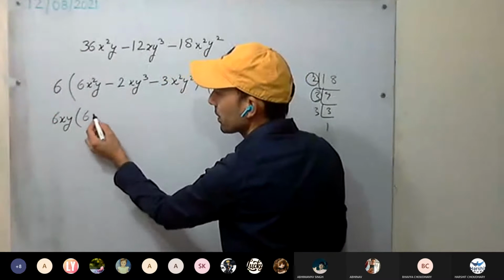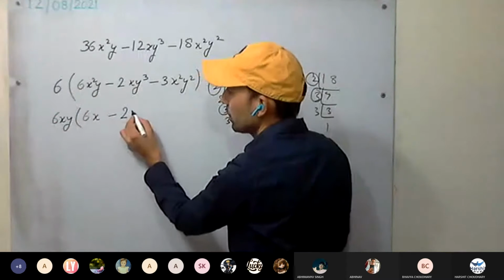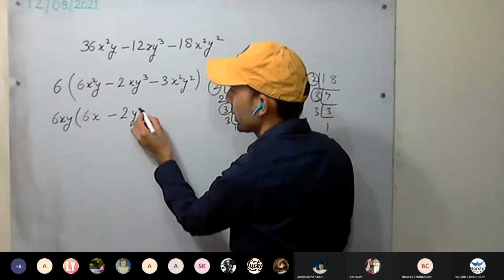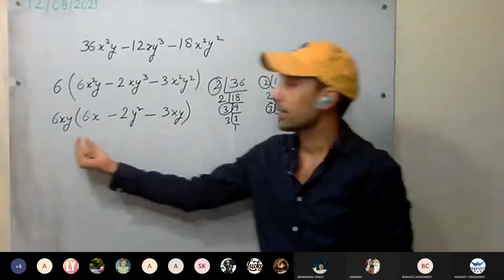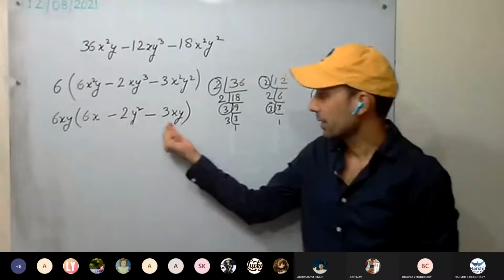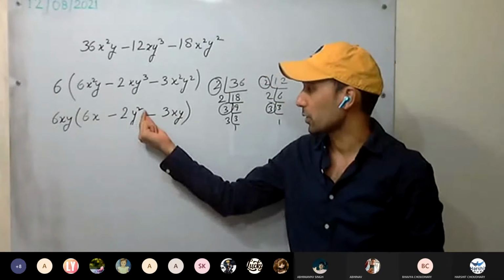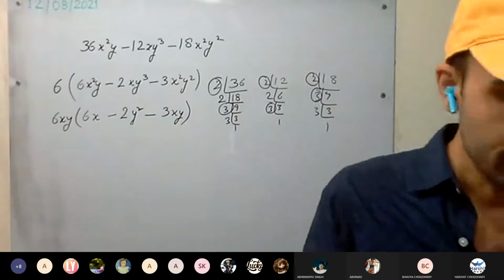So how much will remain? 6, x squared divided by x, y divided by y, minus 2y squared minus 3xy. This will be the answer. 6 is a factor, x is a factor, y is a factor, and this is a factor. Is this clear?